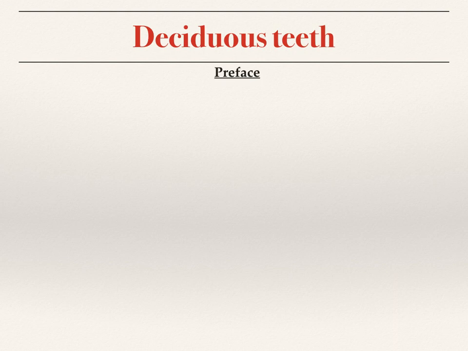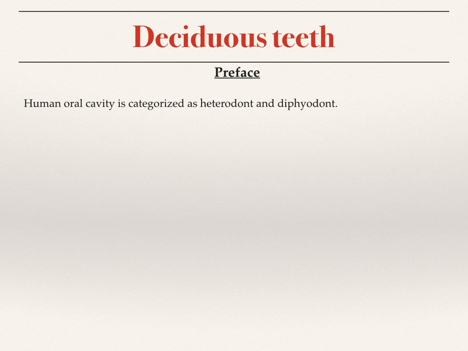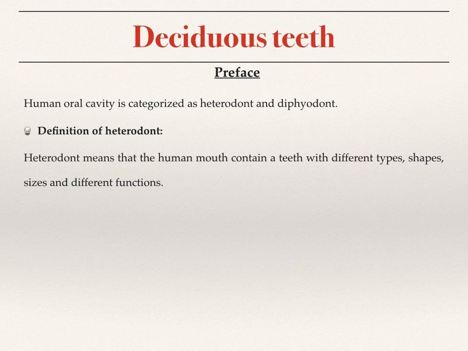Introduction. The human oral cavity is categorized as heterodont and diphyodont. What is the meaning of heterodont and what is the meaning of diphyodont? Definition of heterodont: heterodont means that the human mouth contains teeth of different types, incisor, canine, premolar, and molar, with different shapes and sizes, and performing different specific functions.